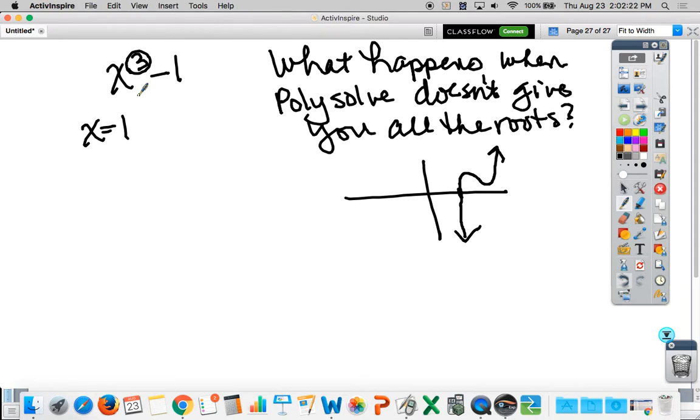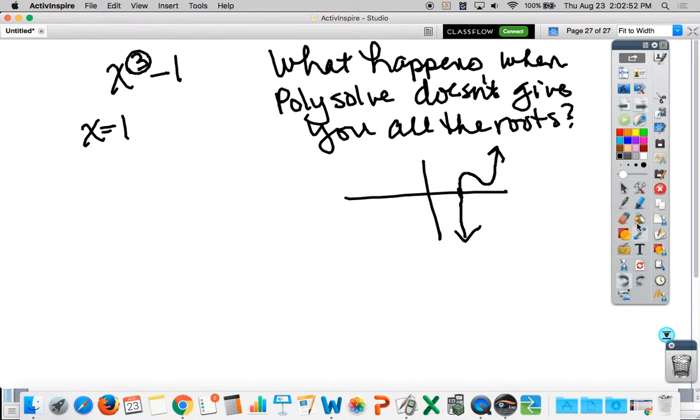Does anybody know what a conjugate means? If I have 2 plus i, what would be the other imaginary number that would go with that? 2 minus i. They're conjugates of each other, meaning the imaginary part changes sign. That's not anything you have to know right now, but that explains what happens: you've got 2 imaginary roots up here.